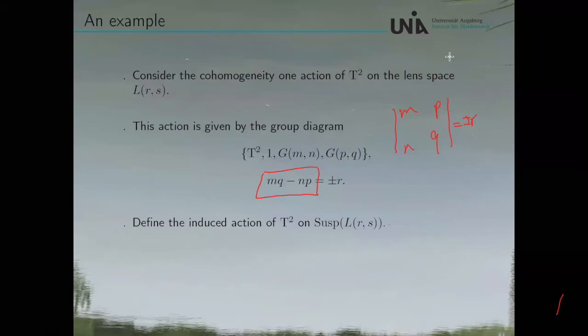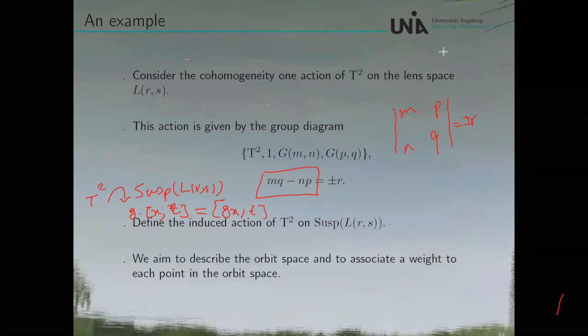And then we define an induced action of T2 on the suspension of the lens space. It is defined in this way. So T2 acts on the suspension of the lens space layer-wise. So if we have the suspension, it acts on each level. Okay, and then I want to describe the action, the orbit space, and the isotropy groups.